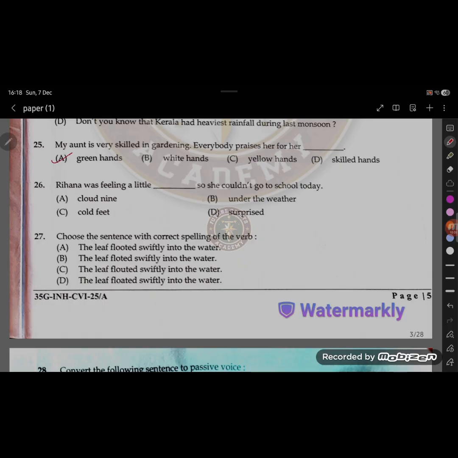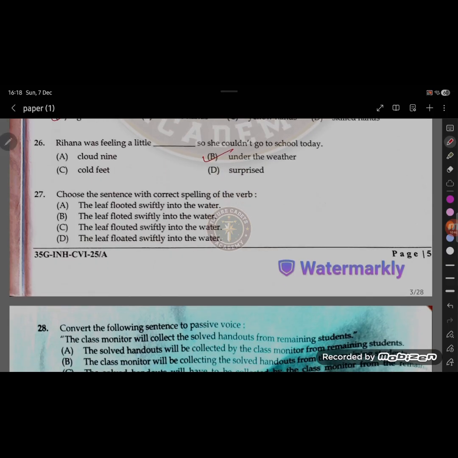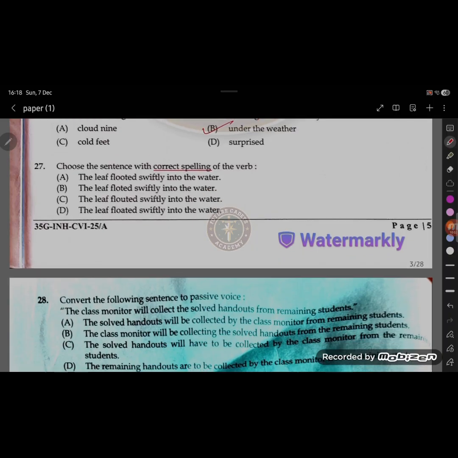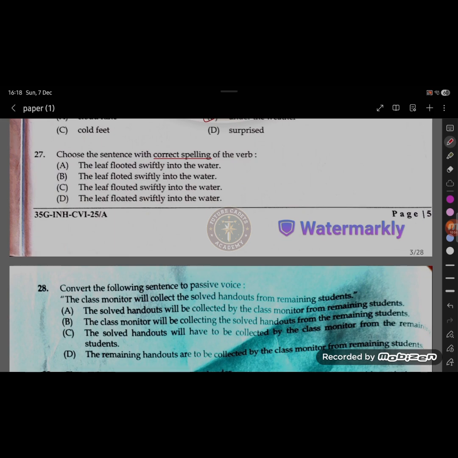And for that we use the idiom under the weather, which means she's feeling unwell, she's not good. Now question number 27. It is about identifying the correct spellings. You must read very carefully, very attentively during your examination. And the correct spelling goes here.